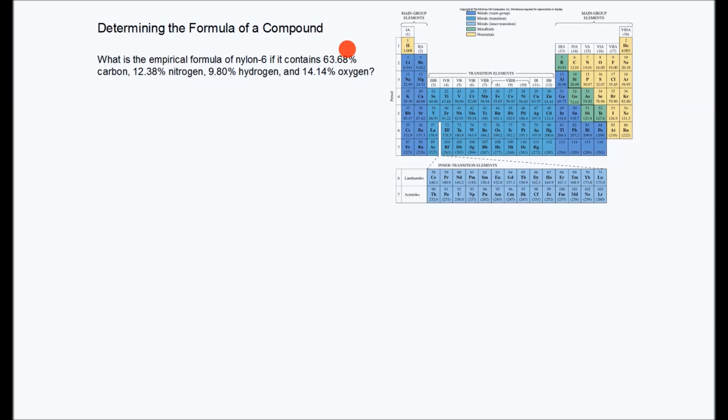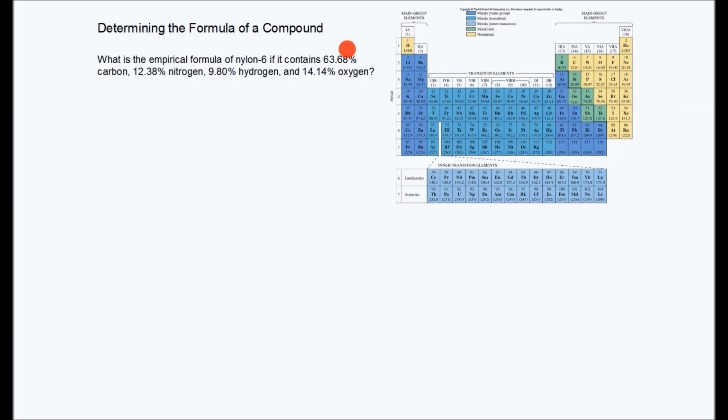So in our next example, now we have percent of elements. Now we're looking for the empirical formula of nylon 6 when we know it contains 63.68% carbon, 12.38% nitrogen, 9.80% hydrogen, and 14.14% oxygen.